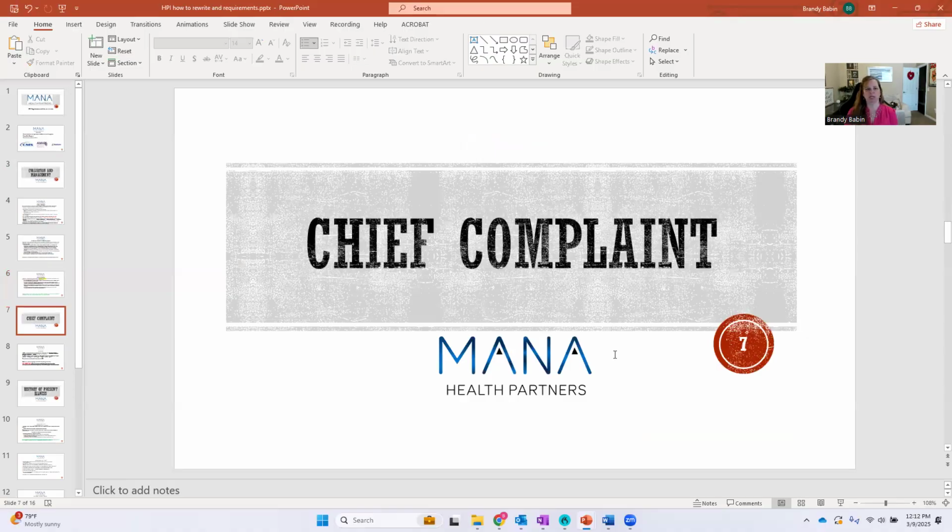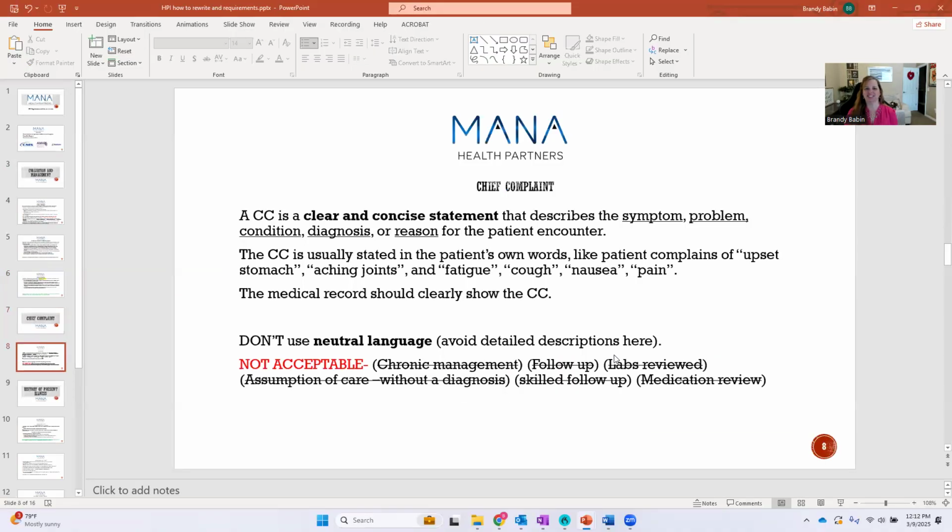Let's move into the chief complaint. Very short, very abrupt. That's how your chief complaint should be. It's clear and concise. We're looking at a symptom, we're looking at a problem, we're looking at a condition or a diagnosis if you know it. It can be in the patient's own words: upset stomach, aching joints, fatigue, cough, nausea, pain, very short and concise. It can also be, if you're doing your monthly and the patient doesn't have any new complaints, you evaluating their diabetes, you evaluating their hypertension. So those could be your key phrases for your chief complaint as well.